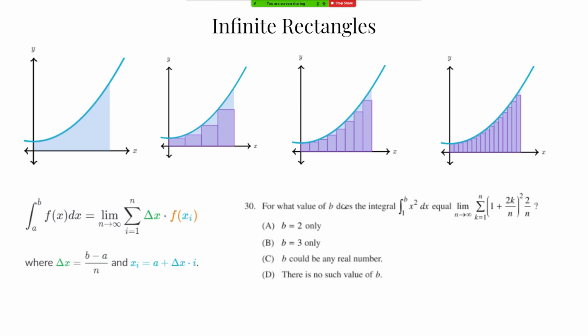Because this is an example problem. For what value of b does the integral of x squared from 1 to b equal that? This looks like a ton of stuff, but if you notice that it's written in this form, you can see that 2 over n is the delta x. So that means b minus a equals 2, so b minus 1 is equal to 2, and b is equal to 3. That's basically what you should take away from this.